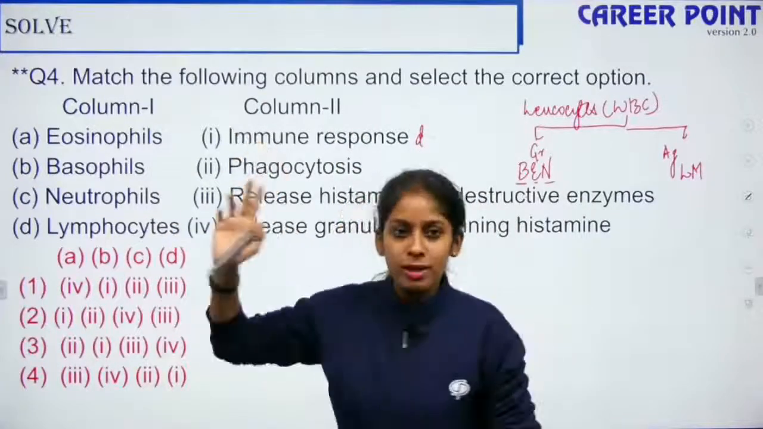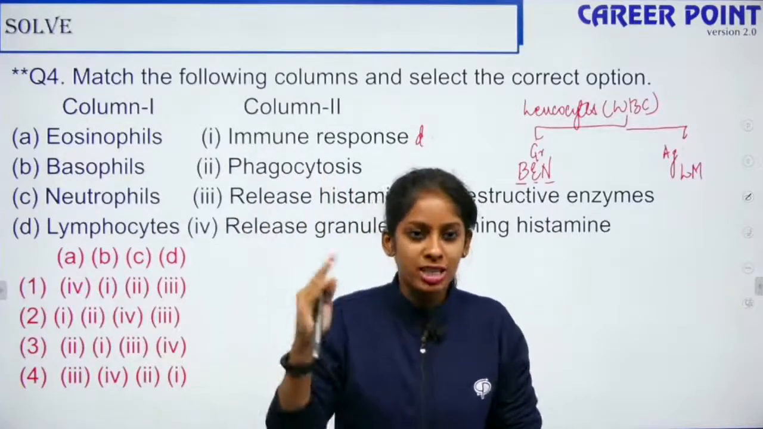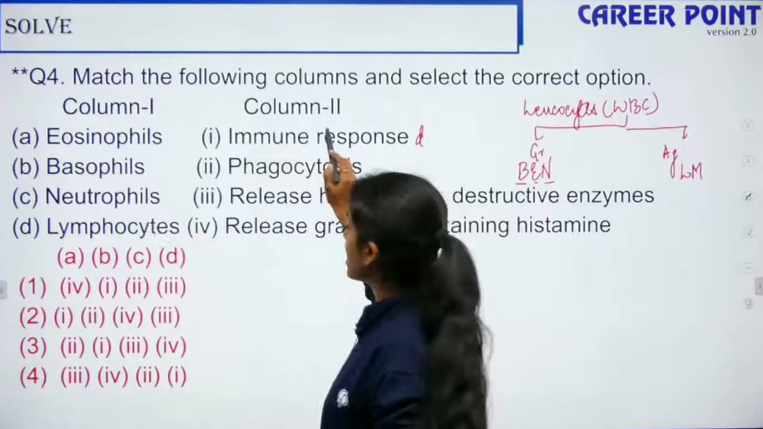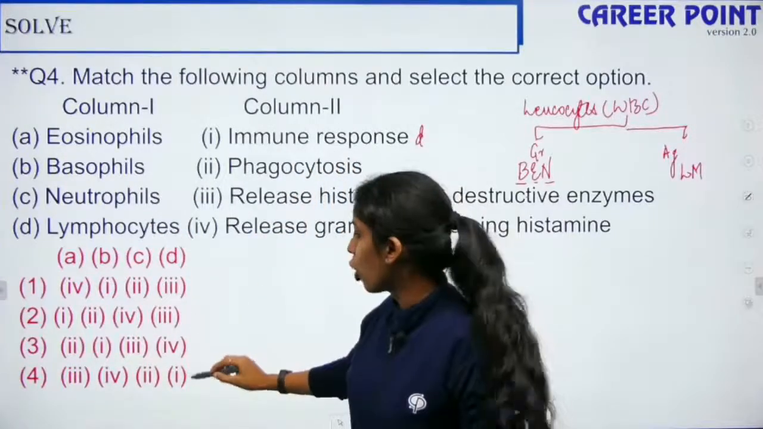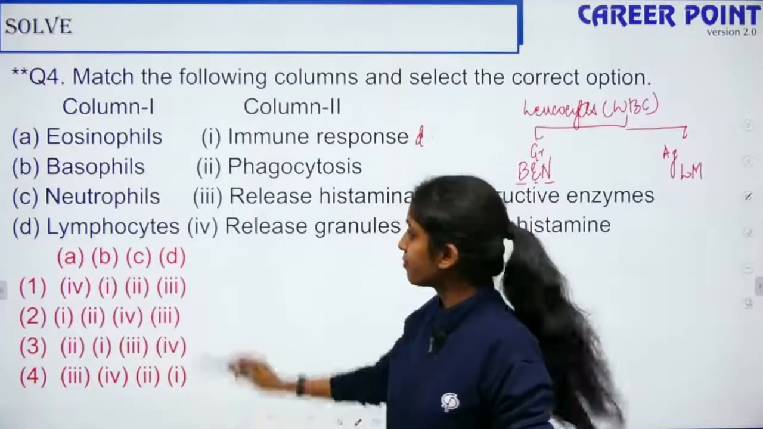Option 1 you know properly, because lymphocytes are your B lymphocytes and T lymphocytes. They trigger your immune response, right? So for lymphocytes, it's immune response that is fixed. So you go with option 1. This is right. Yes, this is the right answer.